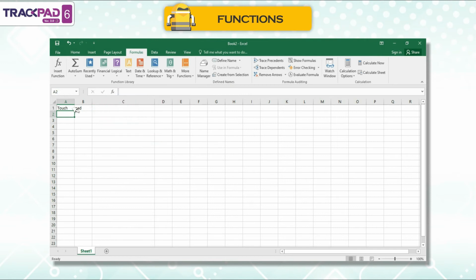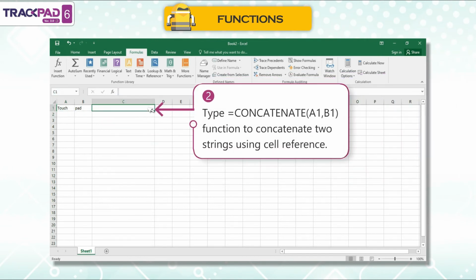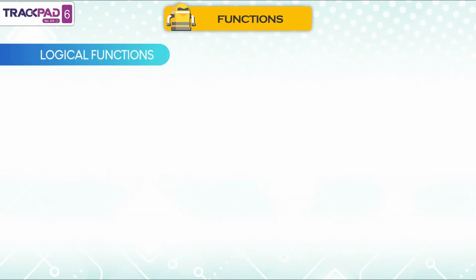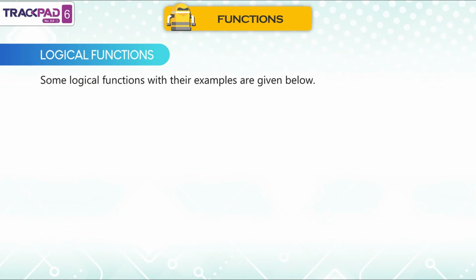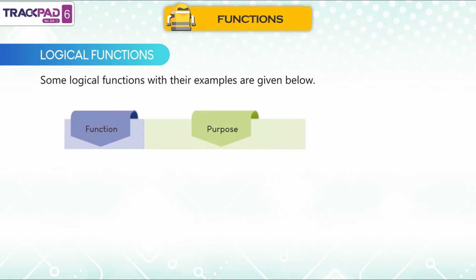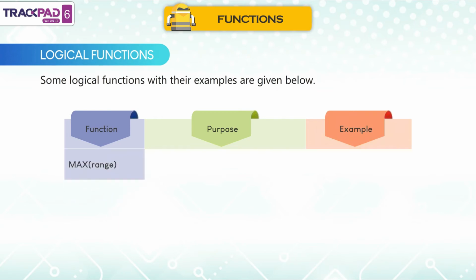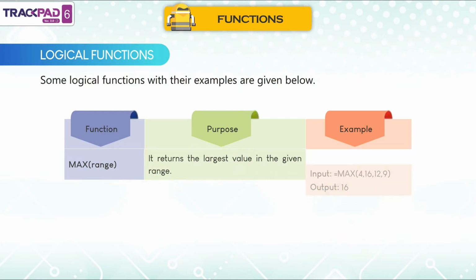First, type this data. Second, type =CONCATENATE(A1,B1) to concatenate two strings using cell reference. Logical functions. Some logical functions with their examples are given below. Function with its purpose and example. MAX(range) returns the largest value in the given range. Input: =MAX(4,16,12,9).